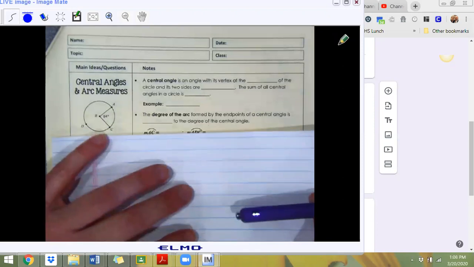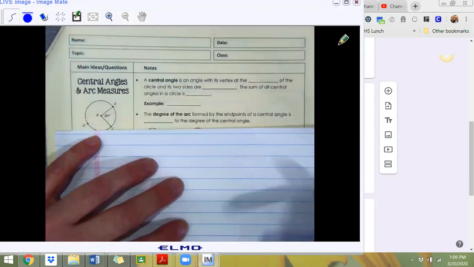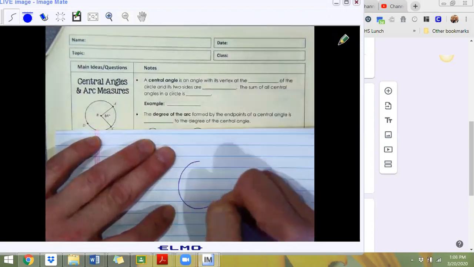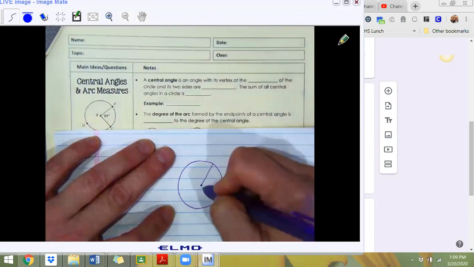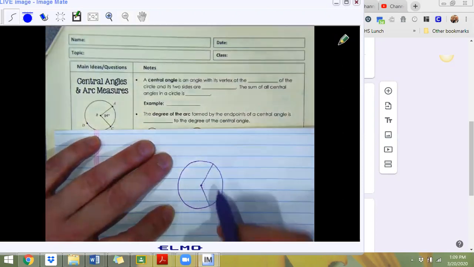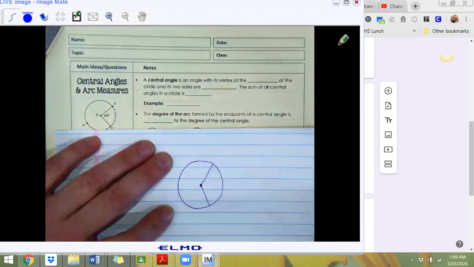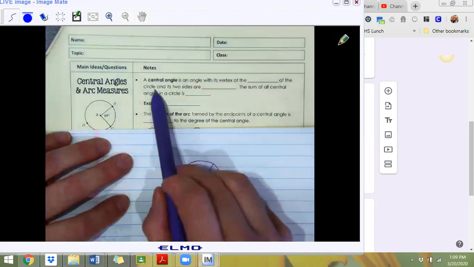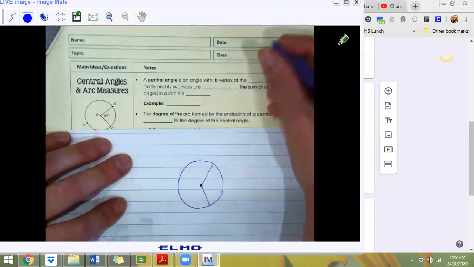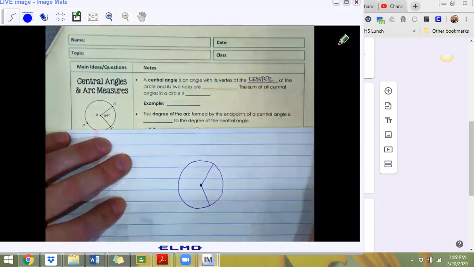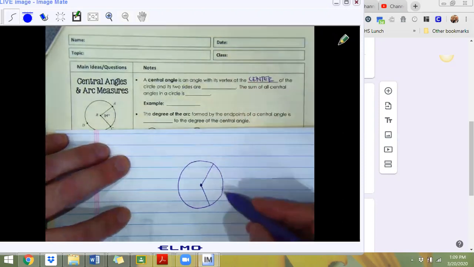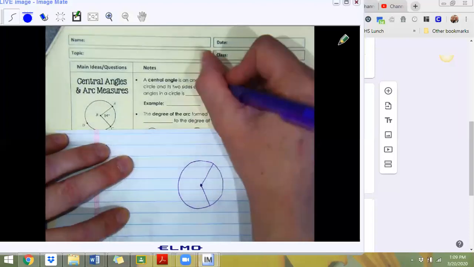Okay, so central angles, if you remember from the video, a central angle has to have its vertex at the center of the circle. So central angle, center of the circle. If we look at this, it says a central angle is an angle with its vertex at the center of the circle, and its two sides are radii.